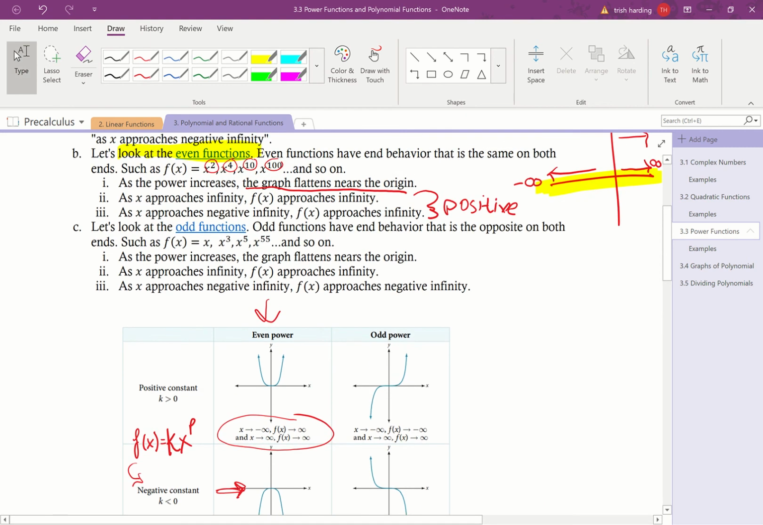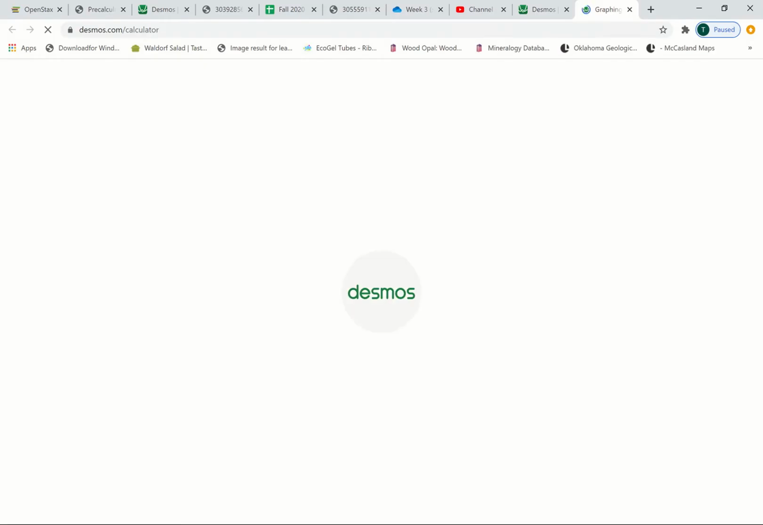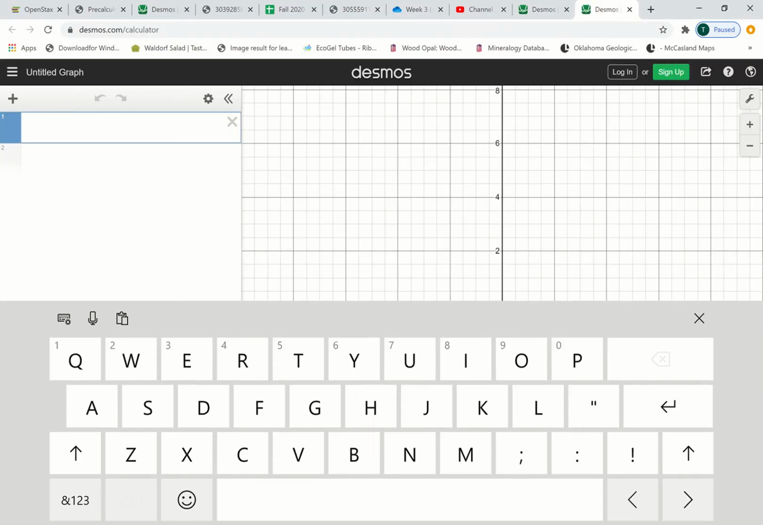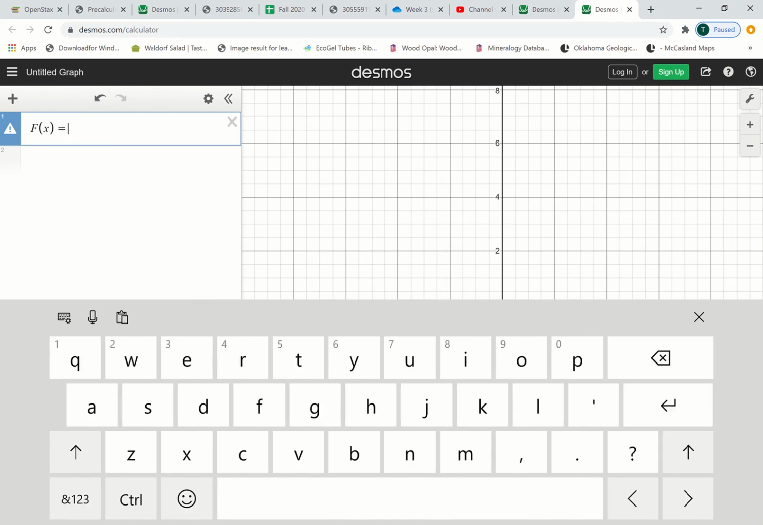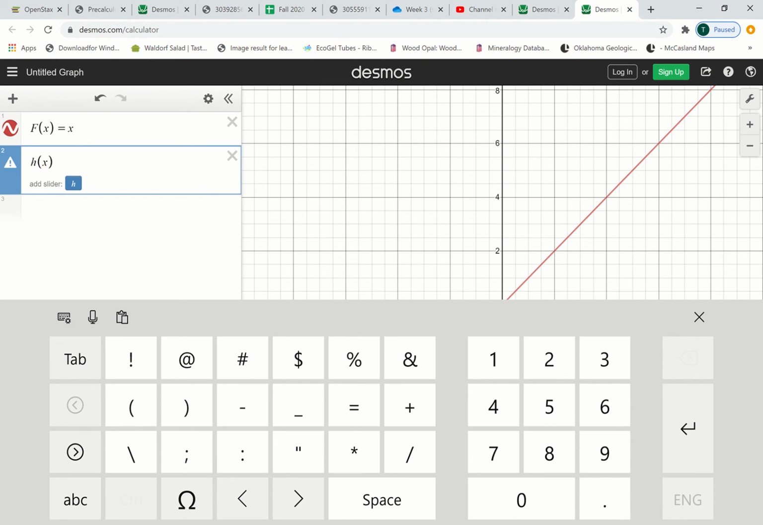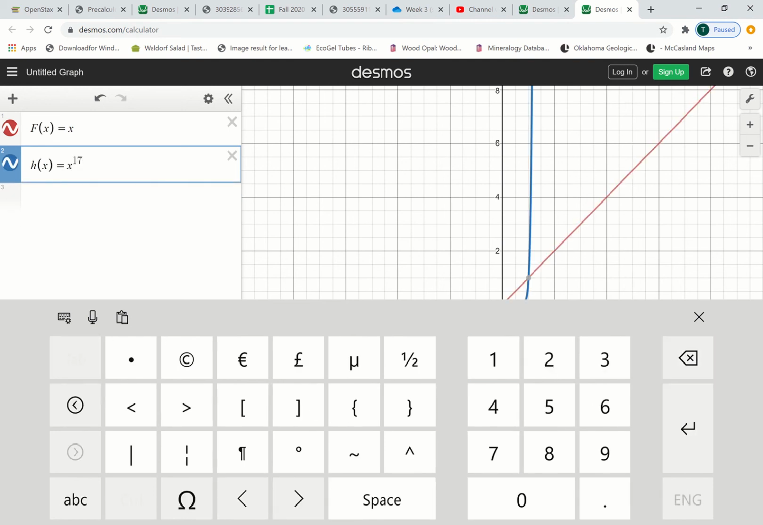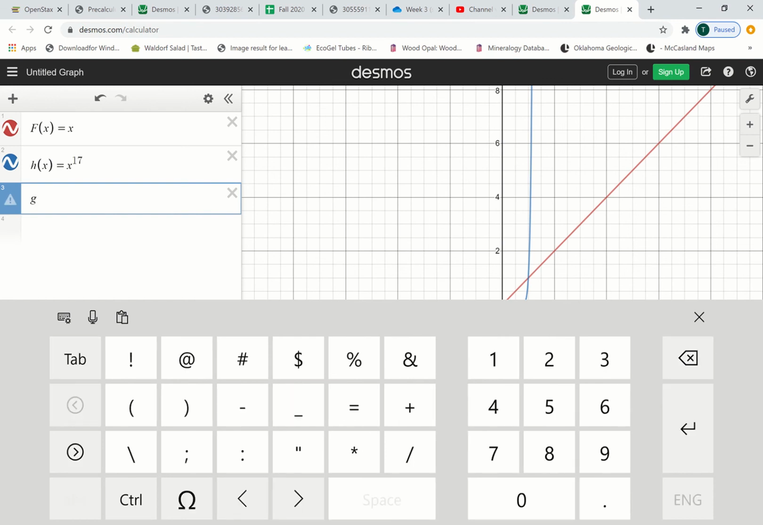So now let's have a look at odd functions. So first thing I'd like for you guys to notice, because some students don't think of it like this, is that our linear function is actually a power function. It's a power function where our power is just 1. And we're going to have h of x is equal to x to the 17th. Oh, I need a caret. We'll do 17th.